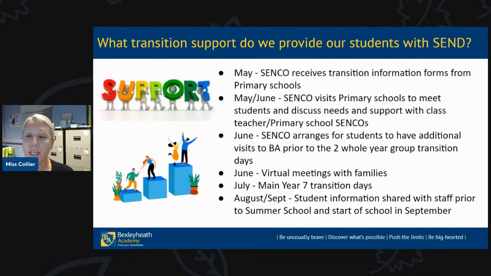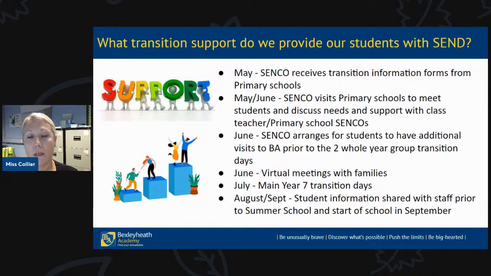So we can be really, really particular and make sure that we are covering all of the needs and all of the concerns for our students, which then helps Mrs. Blewett create an individual register for each of the students, which is shared with staff in August. As you can see, that's the bottom point. So every teacher has access to all of the needs and concerns that our students have, so we can cater for everyone's needs in our classrooms.